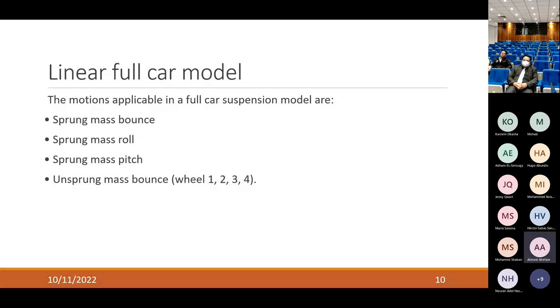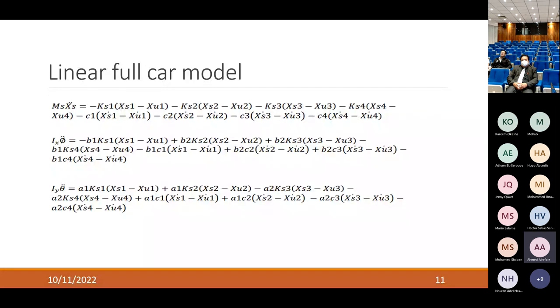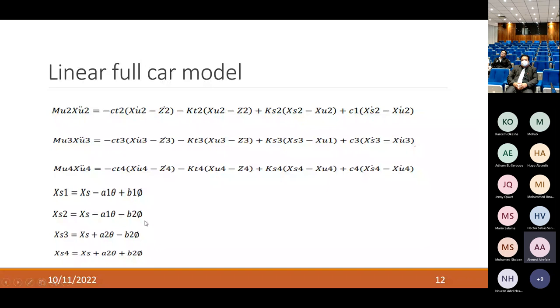Using also Newtonian modeling technique, Newton's second law, and the convention that the upward direction is the positive direction and the anti-clockwise is the positive direction, the model is developed for the equations of motion of the 7-degree of freedom full car model, as shown here. The XS1, XS2, XS3 and XS4 are the variables that can be plugged in here and can be obtained using the geometry of the vehicle model.